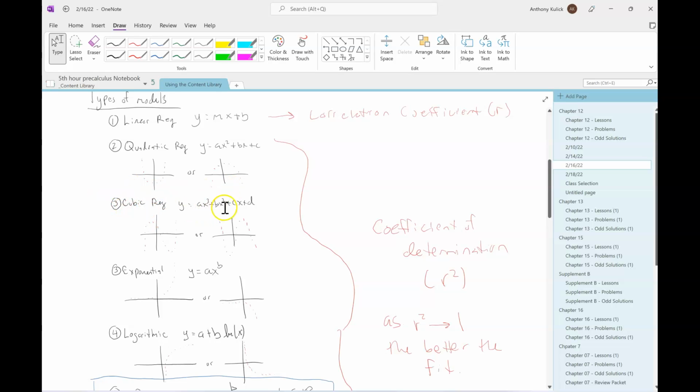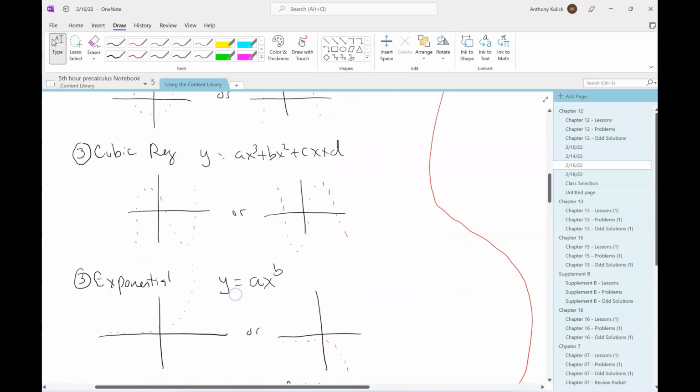We have cubic regressions. So that's y equals ax cubed plus bx squared plus cx plus d. And the scatter plot that we'd want there should look like a cubic. So it should have like two bends in it. Right? So I give you like two different options of what that might look like.